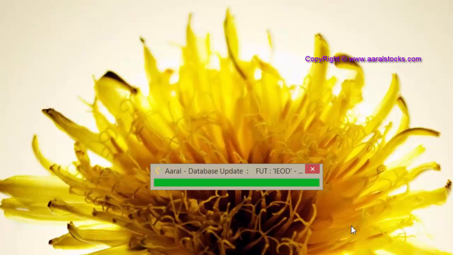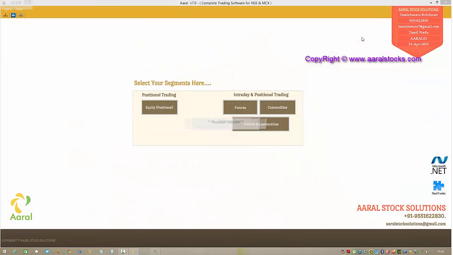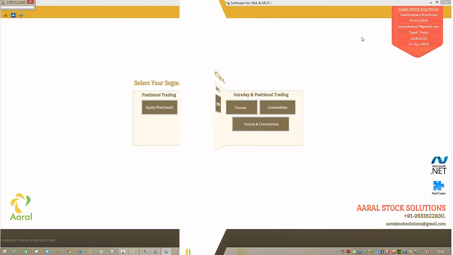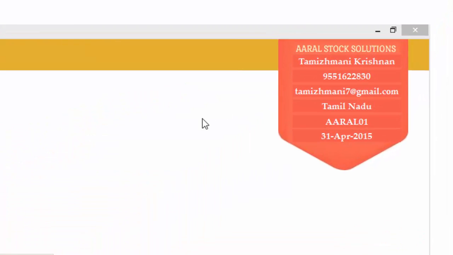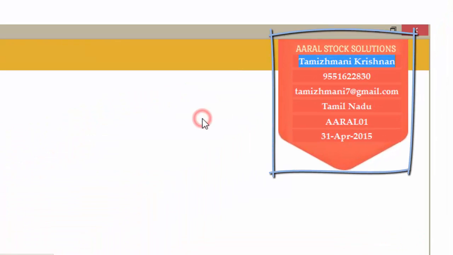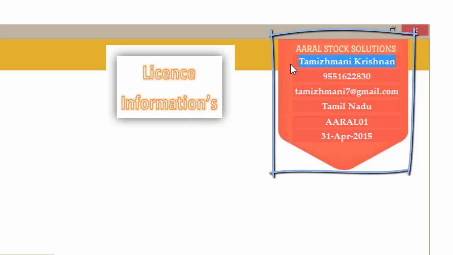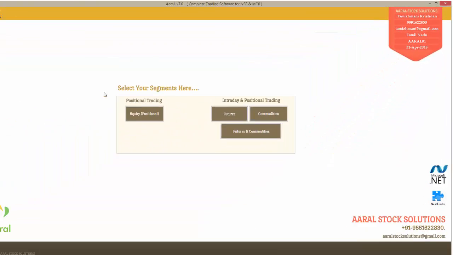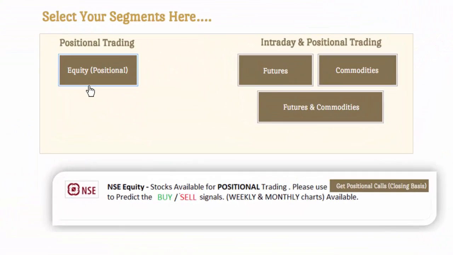The database update progress will take 30 seconds. After updating the initial database, you will get a home screen like this. On the home screen, at the top right corner, license information is available, like license name, mobile number, registered email ID, login ID and also the expiry date. Now we are going to see the functions of the home screen buttons.